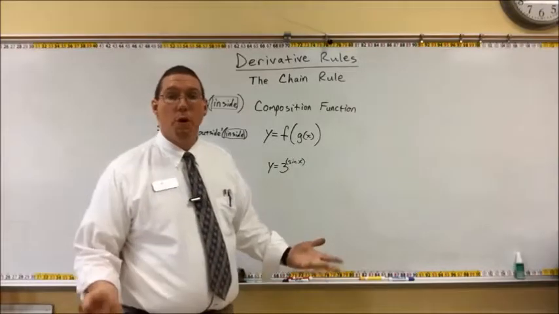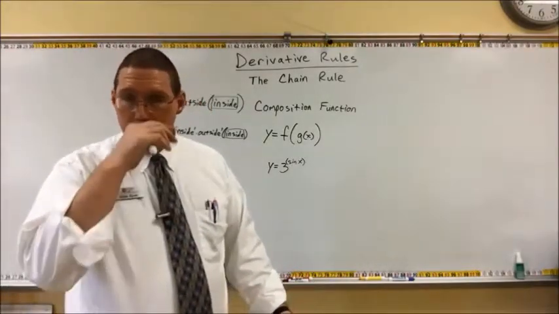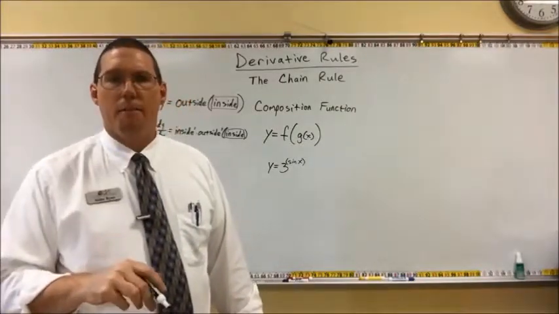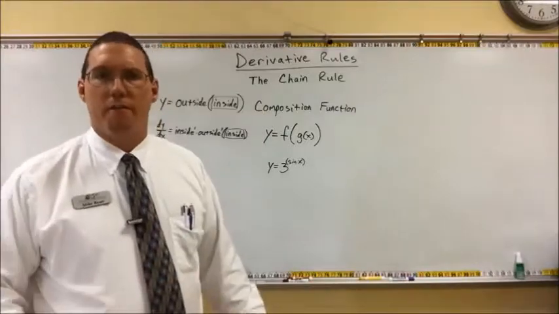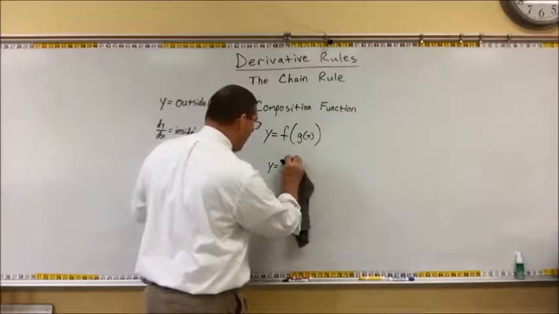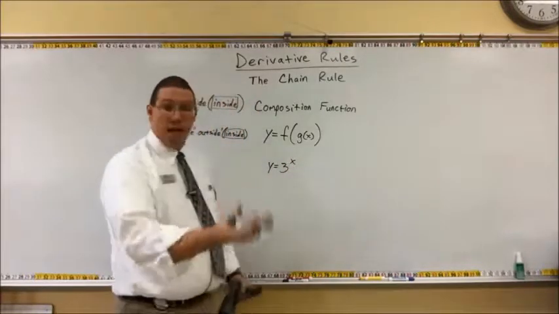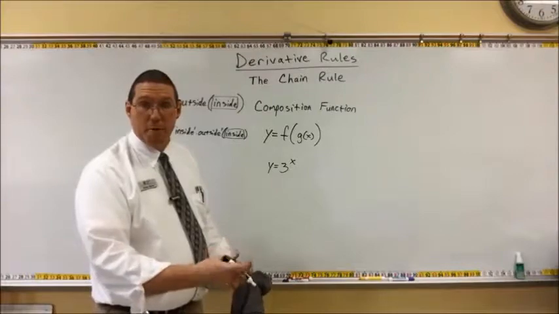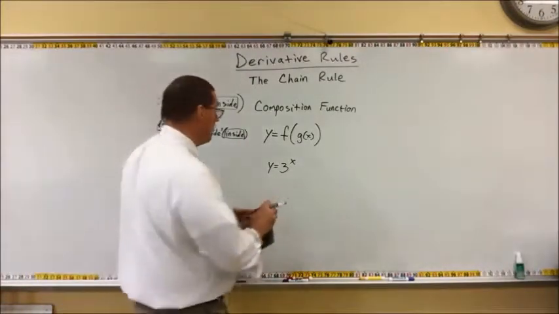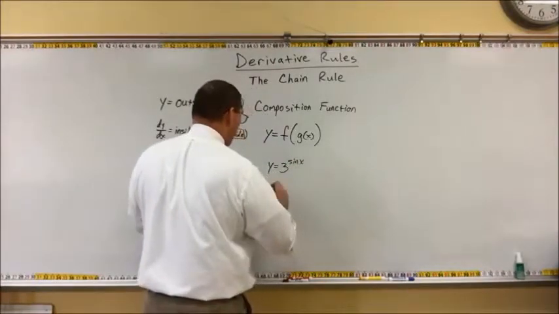So one way of knowing what the outside function is: cross out or sort of cover up the inside function and just put an x there. And that's what the outside function would be. If we got rid of the sine and just put an x there, it would be 3 to the x power. So that's what the outside function is. It's an exponential function, so we're going to have to do the derivative of an exponential function. So we got 3 to the power of sine of x. So let's find our derivative here.